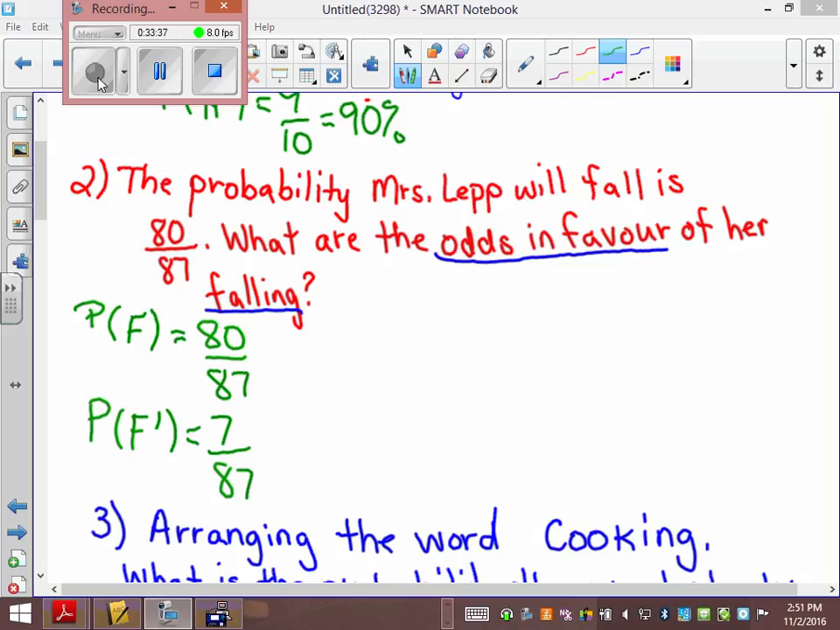So they want the odds in favor of falling. Odds in favor of falling means falling comes first and not falling comes second. How many times do I fall? How many times do I not fall? What should these total? Bam, done.